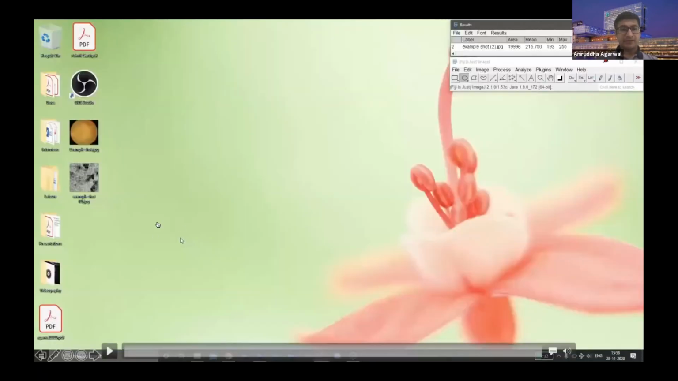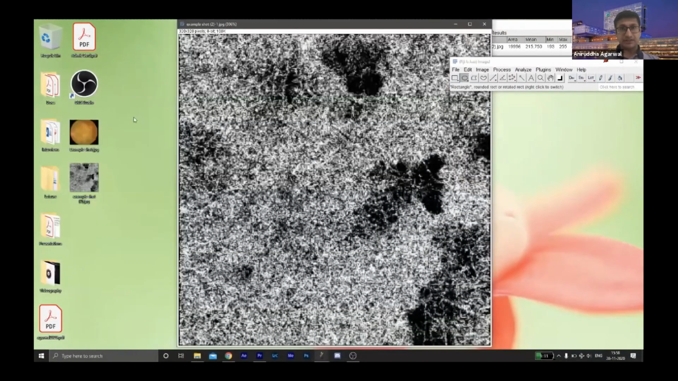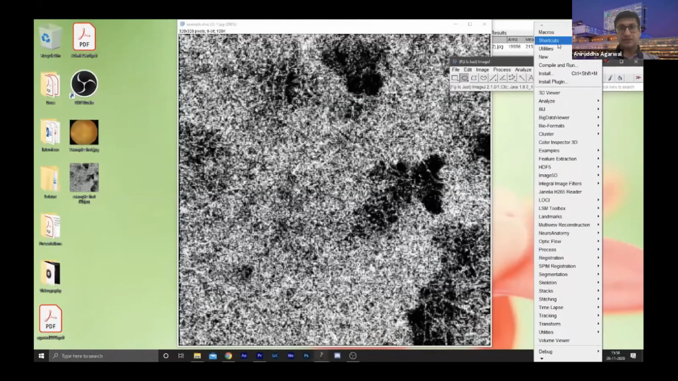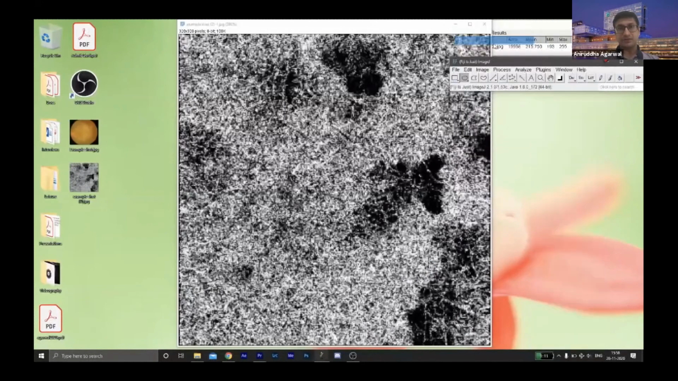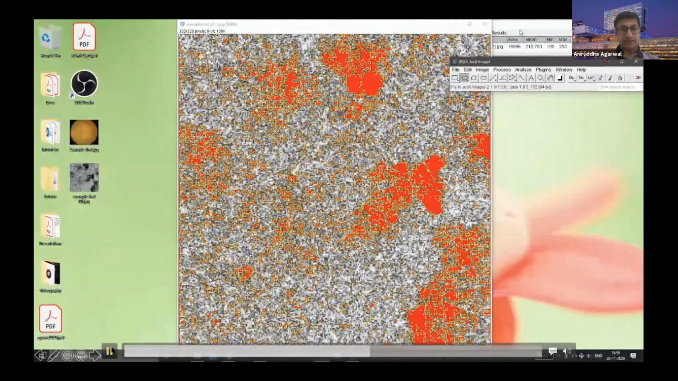Nonetheless, we have third-party software such as ImageJ available. And what we can do is use the en face OCT images and analyze them using ImageJ. And as you can see, run a macro. And once you run a macro, you can get a quantification of the choriocapillaris flow void areas.